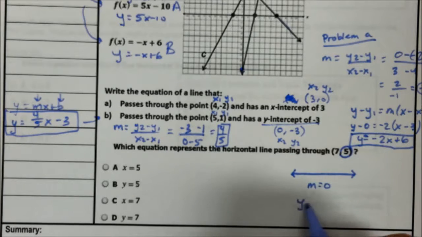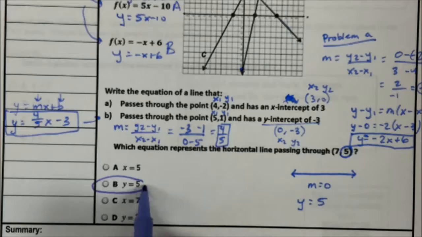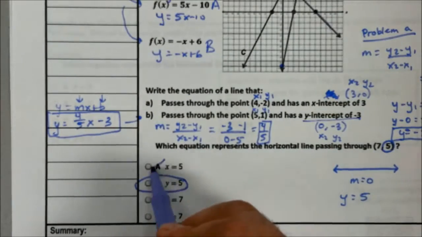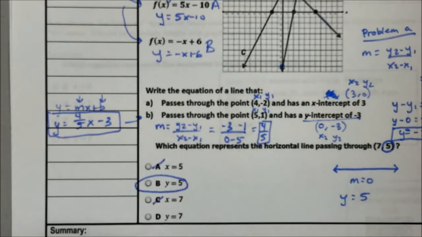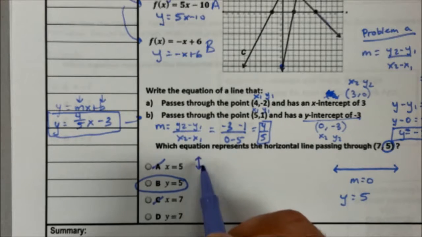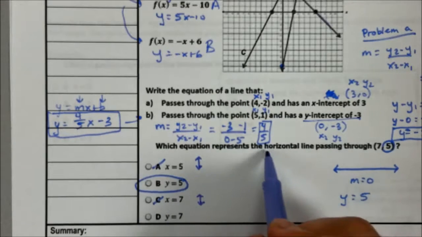That's it. Because what it does is it just goes through 5 on the y-axis, and it just stays going flat through that. So we're looking for y equals 5. Now I already know that it couldn't be choice A or choice C, because any equation that has x equals some number is going to be a vertical line through the x-axis at that number, and we are looking for a horizontal line. So it was going to be either B or D.